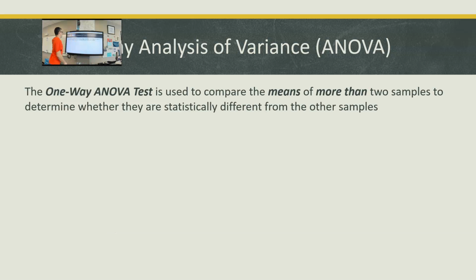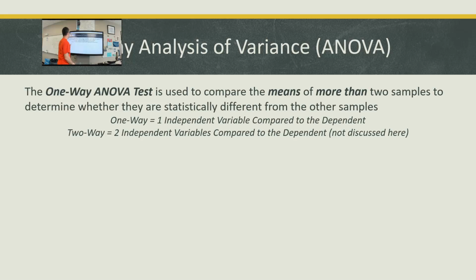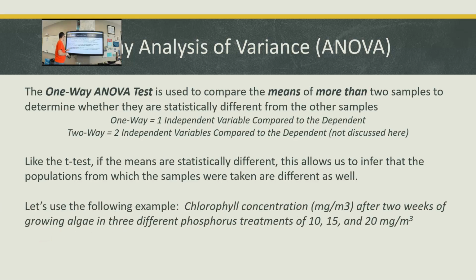The one-way ANOVA test is used to compare the means of more than 2 samples to determine whether they're statistically different from the other samples. One-way ANOVA test means one independent variable compared to the dependent. There are two-way ANOVA tests. We're not going to discuss that here. That would be where you have more than one independent variable. It's usually not the case. If that happens, talk to me. We'll figure it out. Like the t-test, if the means are statistically different, this allows us to infer that the populations from which the samples are taken are different as well.